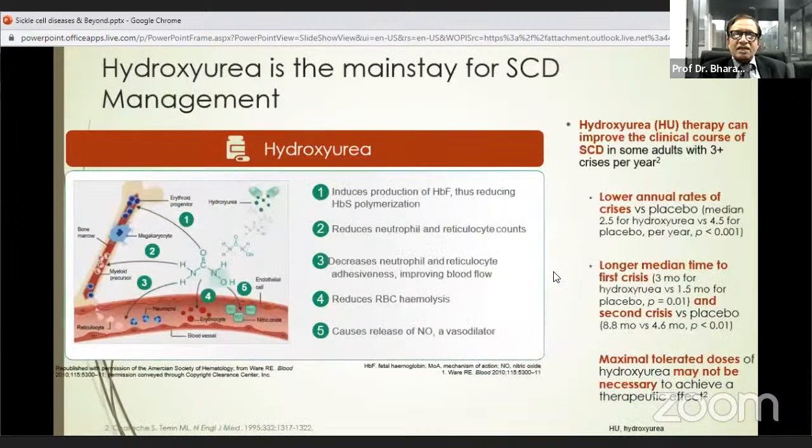So hydroxyurea is a mainstay for sickle cell disease management. It induces production of hemoglobin F and thus reduces HbS polymerization. Hydroxyurea reduces neutrophil and reticulocyte count. It decreases neutrophil and reticulocyte adhesiveness, improving blood flow. Hydroxyurea reduces RBC hemolysis, and it causes release of nitric oxide, which is a vasodilator.